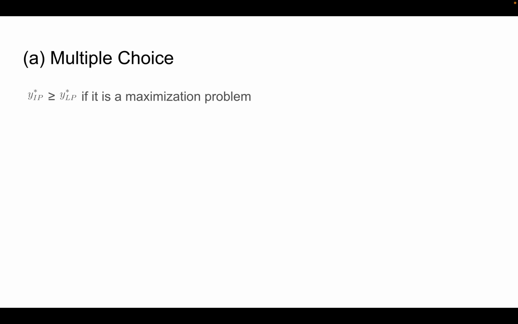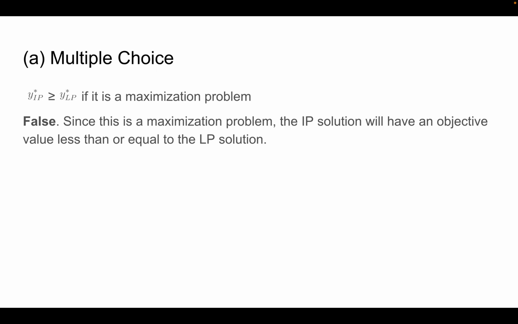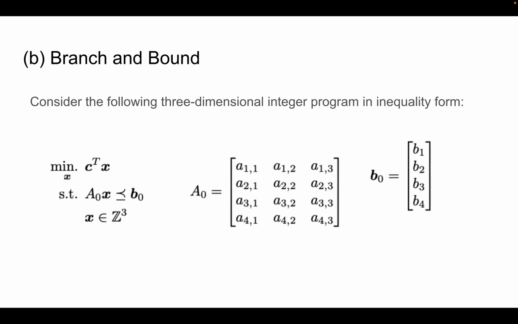solution. Finally, if we flip the sign, hopefully you see the mirror image. In this case, this inequality would be false because since this is a maximization problem, the IP solution is going to have an objective value that's less than or equal to the LP solution.